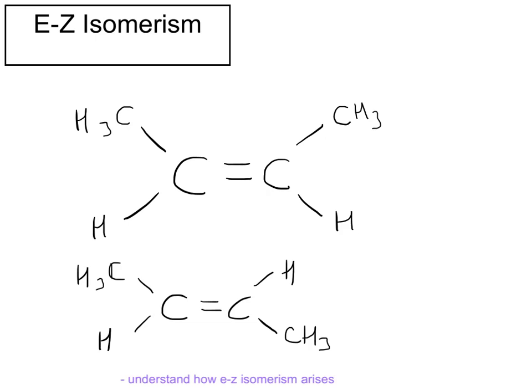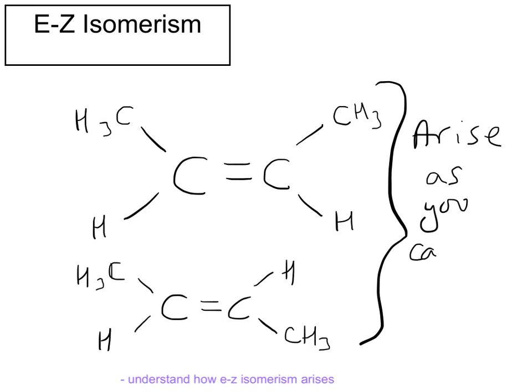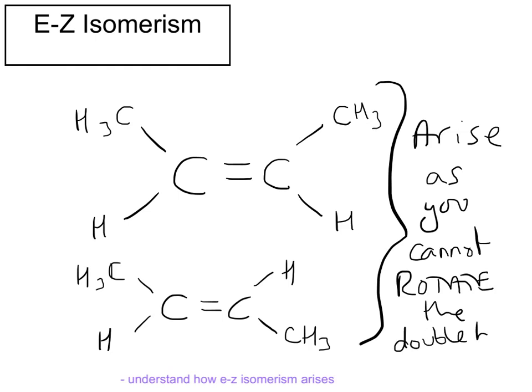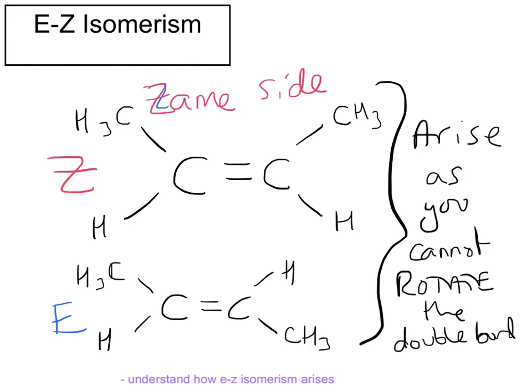So these isomers arise as you cannot rotate the double bond. And you can name these two isomers. And what you've got to remember is that if the two groups are on the same side, then that is the Z isomer. So this one here is the Z isomer. Whereas if they're on opposite sides, like the one below, then that is the E isomer. Now the way I remember this is that the Z isomer has both of the groups on the same side, or the same side if you like. And that's just a way of remembering which one the Z one is and which one the E one is.